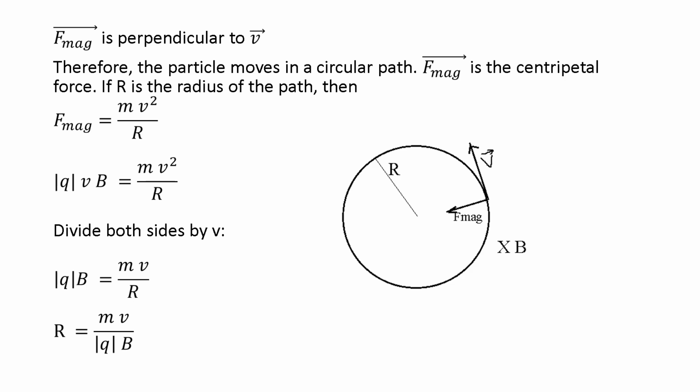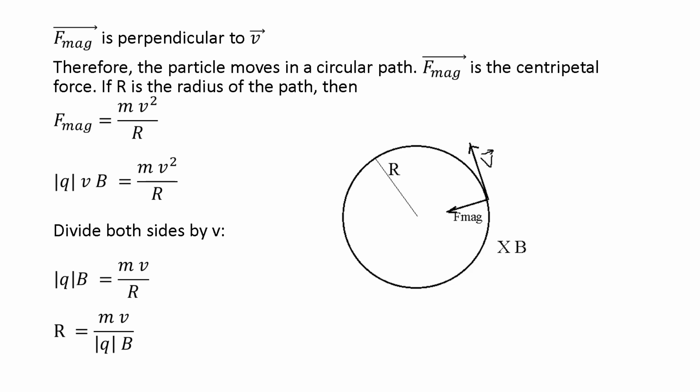As we saw, the magnetic force is perpendicular to velocity. Therefore, the particle moves in a circular path and here the magnetic force does the job of centripetal force. Centripetal force equals m into v square divided by r. Therefore, the magnitude of the magnetic force is m into v square divided by r. We found that the magnitude of the magnetic force in this scenario is qvB. So qvB equals m into v square divided by r.